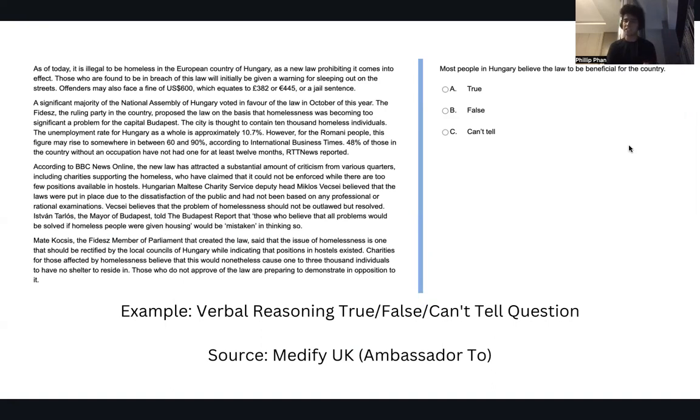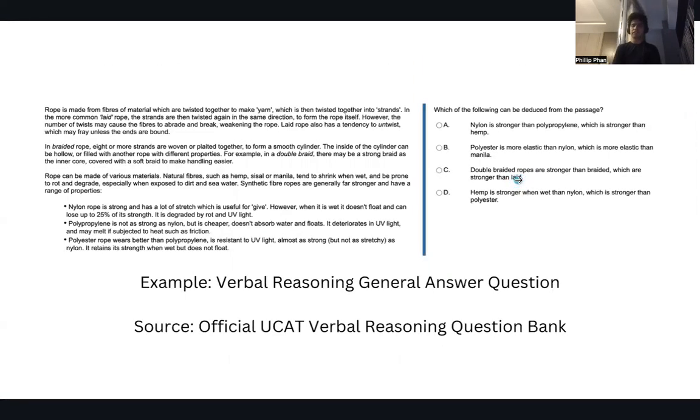Because if you don't actually understand what true, false, or can't tell means, you're kind of screwed. But anyways, so that's the true, false, can't tell question, sourced from Medify as well. Next question right here, verbal reasoning, general answer question.